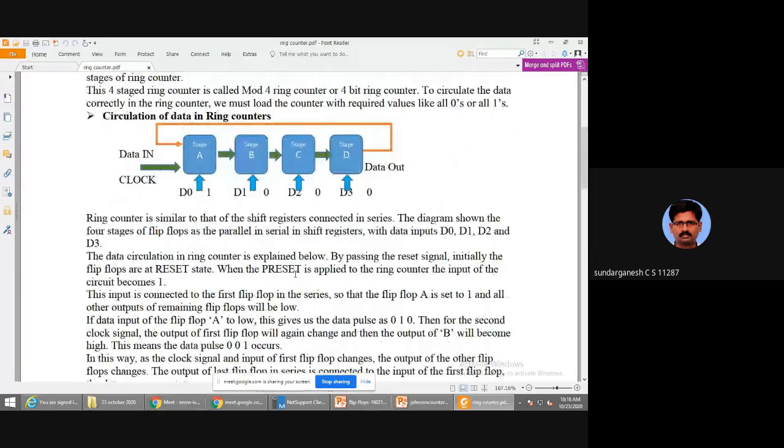A ring counter is similar to a shift register connected in series. It is a 4-stage counter, similar to a shift register. The data inputs are D0, D1, D2, D3. So a ring counter is similar to shift registers connected in a ring.